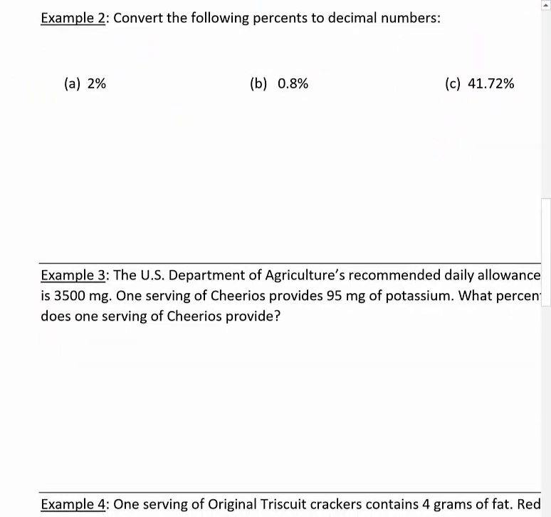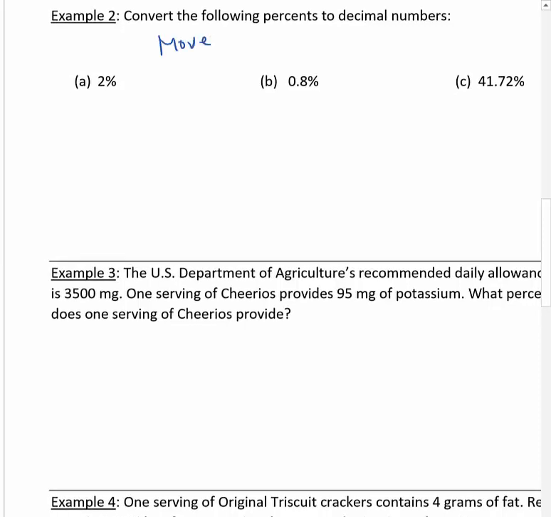Alright. So far so good, I think. And then example 2, what do we got? They want us to convert the following percents to decimal numbers. So remember, you're just moving the decimal the opposite way, to the left, or dividing by 100, however you want to think of it. Decimal twice to the left.